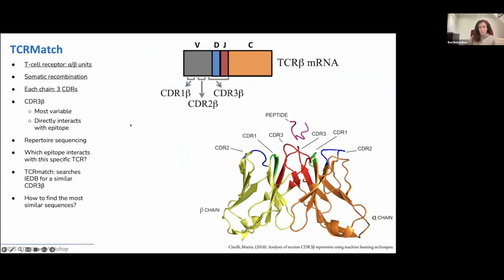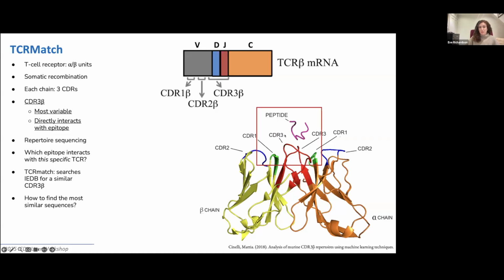Obviously we've just recently heard from Lonneke, who gave a great overview of adaptive immune receptor biology and the anatomy of the adaptive immune receptor. So TCRMatch works on TCRs, BCRMatch works on BCRs. The T cell receptor and the B cell receptor are both dimeric immune proteins formed from somatic recombination, each of the chains having three complementarity determining regions, as you can see from this diagram. TCRMatch has a special focus on the CDR3 beta.